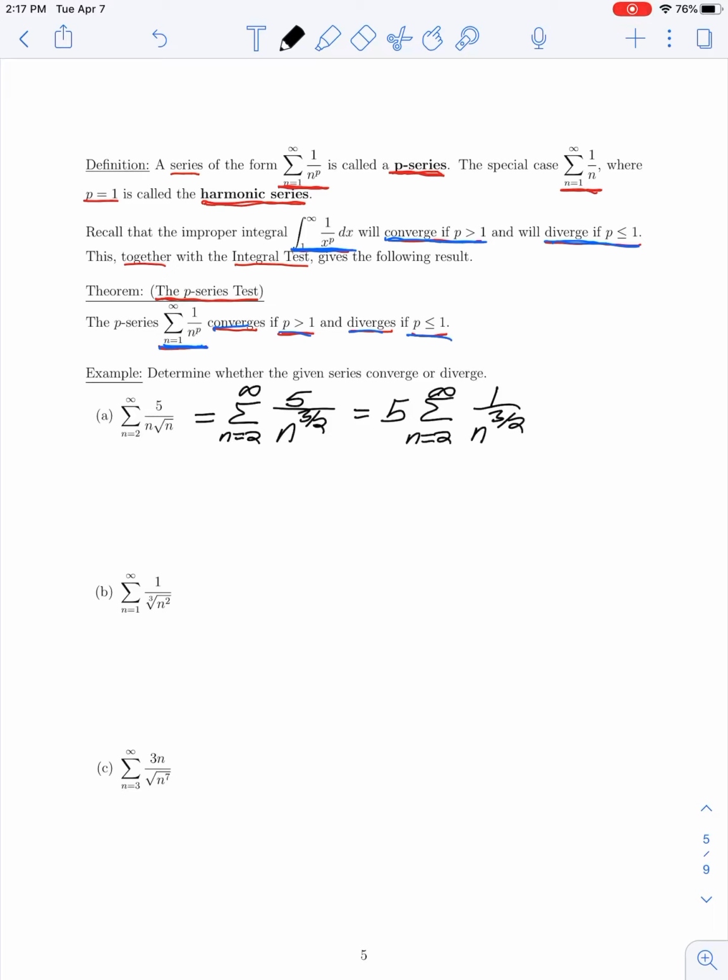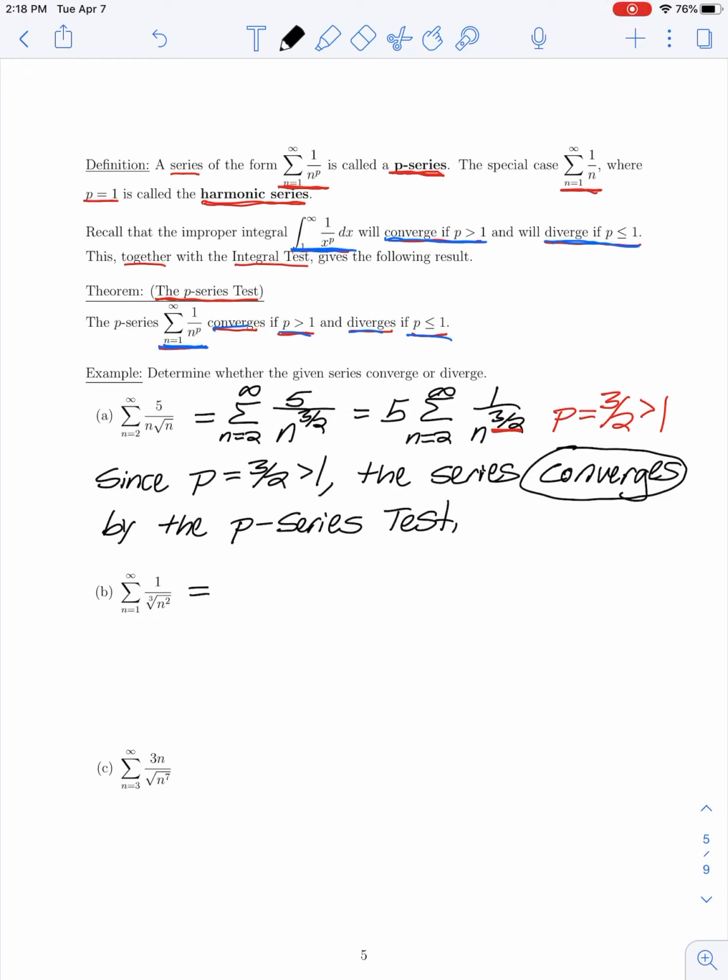Now in part B, we have the sum from 1 to infinity of 1 over the cubed root of n squared, which can be rewritten as the sum from 1 to infinity of 1 over n to the 2/3 power. Remember, the cubed root is the same as taking the 1/3 power, so n squared raised to the 1/3 gives us n to the 2/3. So this is a p-series where the power p is 2/3, which is less than 1. So the p-series test says that this series will diverge.